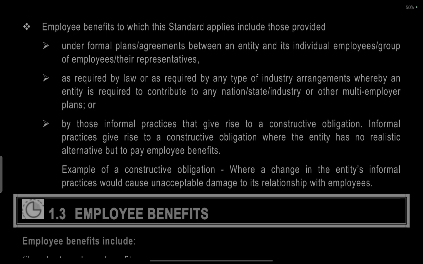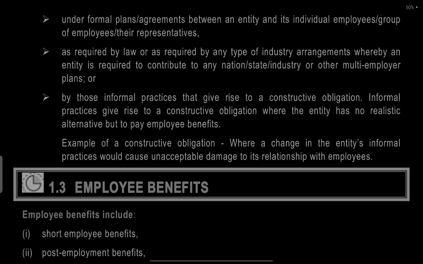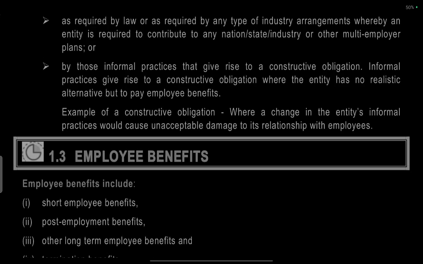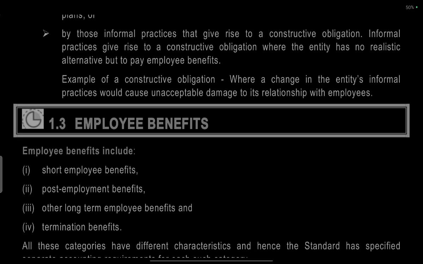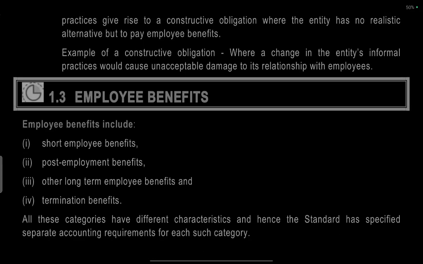Under the formal plans, we call formal plans agreements between the entity and the individual employee, group of employees, or their representatives, as required by law or by industry arrangement, whereby an entity is required to contribute to any national, state, industry or multi-employer plans. Or by informal practices that give rise to constructive obligation. The informal practice gives rise to constructive obligation where the entity has no realistic alternative but to pay the employee benefit. For example, a change to the entity's informal practice which causes unacceptable damage to its relationship with its employees.